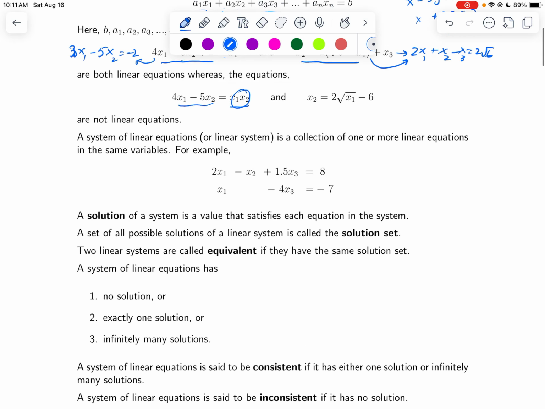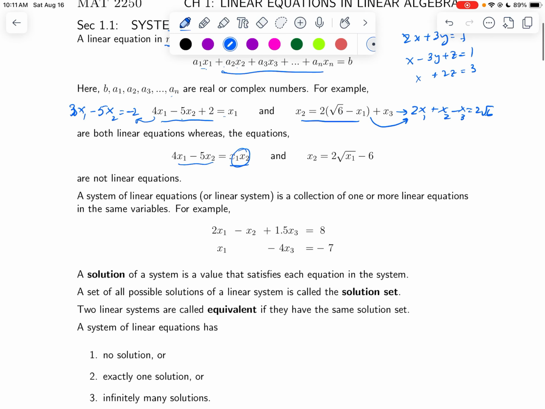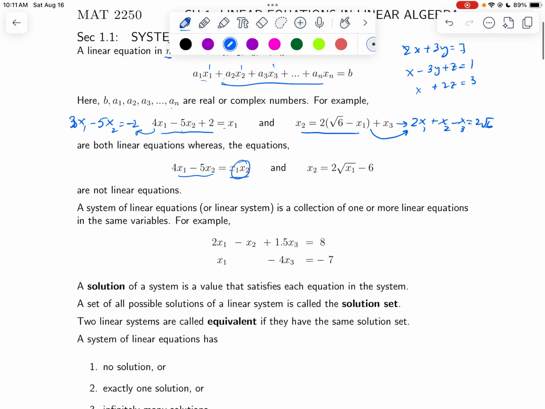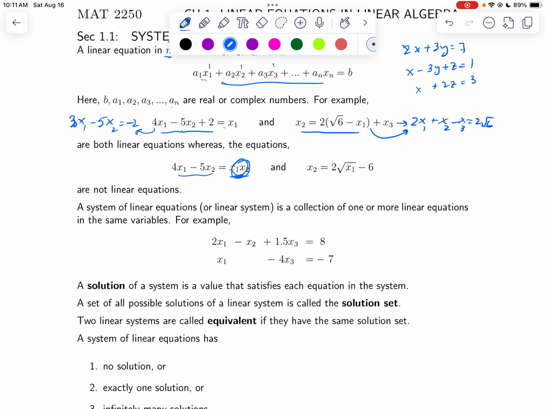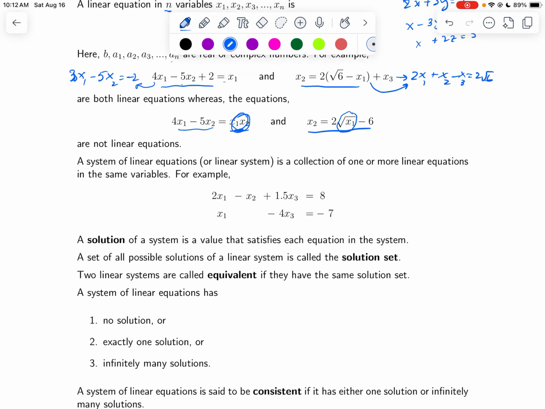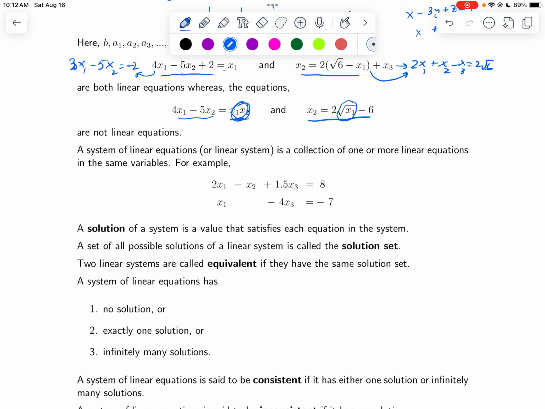So why is this a linear equation? The reason is that the exponent on each of the variables is 1. When we come here, this gives us a different situation, so we won't have the exponent be 1. Here x1 is being square rooted, the exponent on that variable is a half, and that's why it's not linear. So what is a system of linear equations?